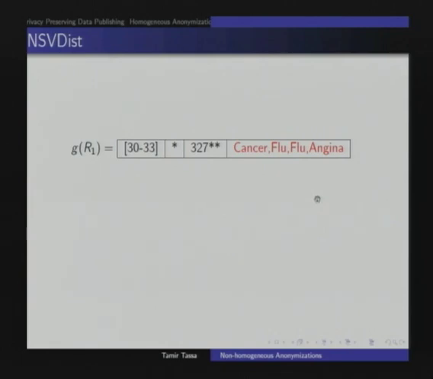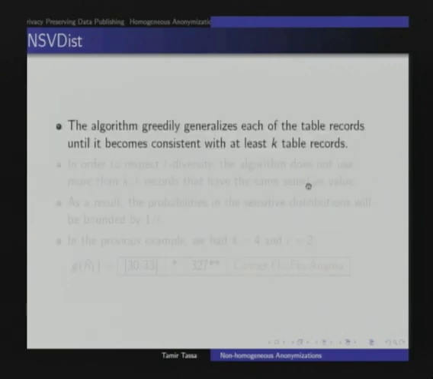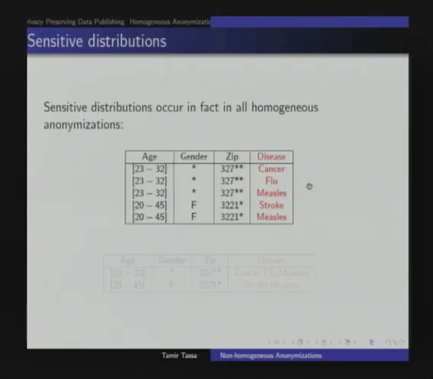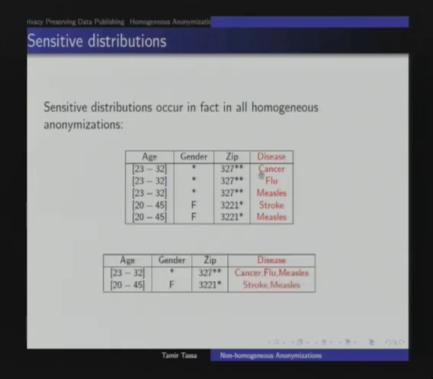Now, if you think that this sensitive distribution is a strange thing, it is not really that strange, because if we look at any homogeneous anonymization, you can rewrite it in that way. You can simply compress all of those records into one and give here a list of diseases.